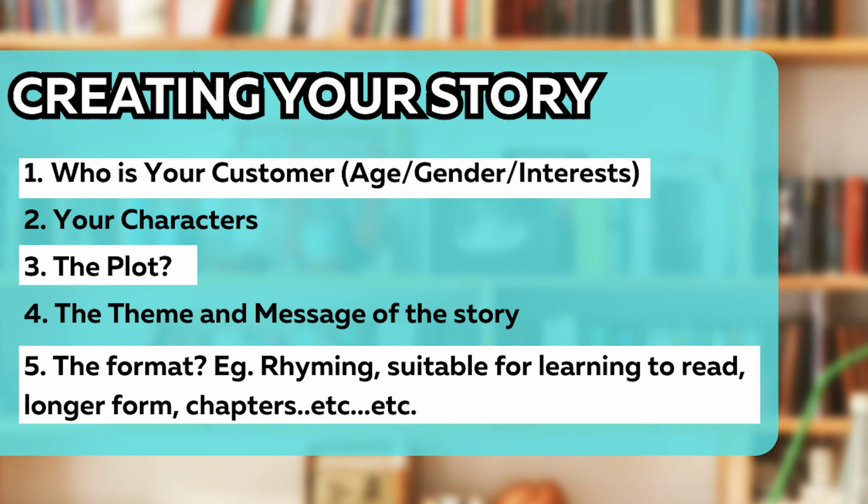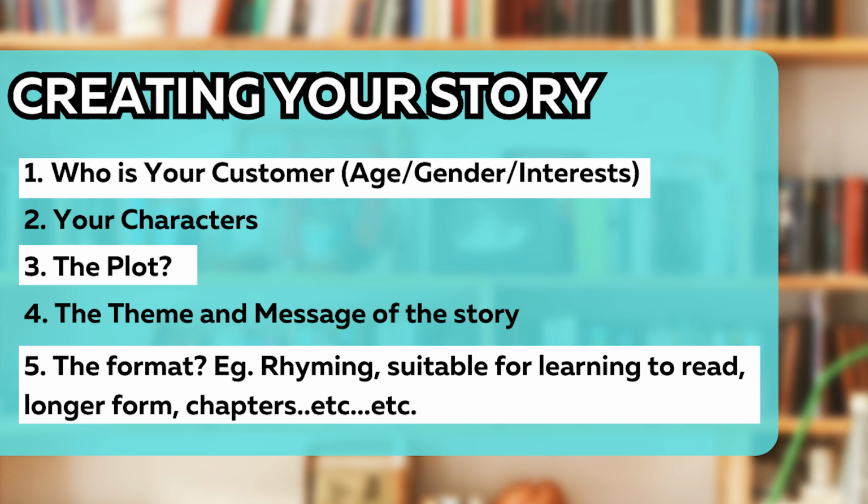So let's look at those key points again. Number 1, who is your customer? Age, gender, and their interests. Number 2, the characters that you want to form part of your story. What is the plot? Are they going to have new experiences? Are they going to be things that they see and go and do? What is the message of the story, and what do you want that child to feel at the end of that book? Even the parent, how do you help them guide that child through that story?